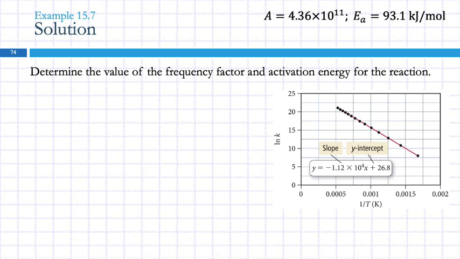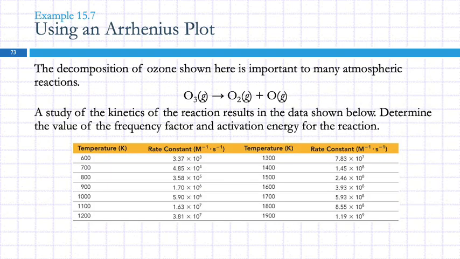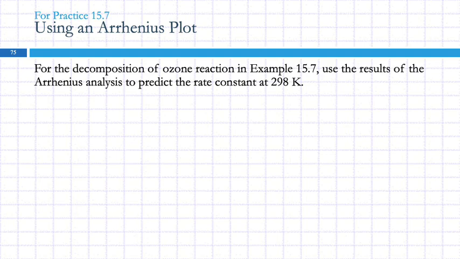So there's our answers. For the decomposition of the ozone reaction in example 15.7, so this is the decomposition of ozone. So we're looking at this same information. Use the results of the Arrhenius analysis to predict the rate constant at 298 Kelvin. And those are the answers that we need from the previous example. So we're looking for the rate constant at 298 Kelvin.